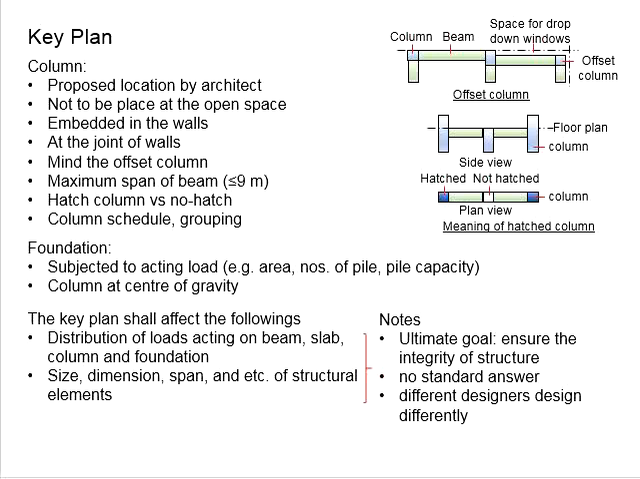As for the first draft of your key plan, you probably use the proposed locations given by the architect. Sometimes you may need to add more columns in order to shorten the effective spans of the beams, and in this case, the additional columns cannot be seen from the aesthetic view. Those columns will need to be hidden within the walls, and you must make sure those columns don't clash with the doors and windows. You cannot add any column in the open space.